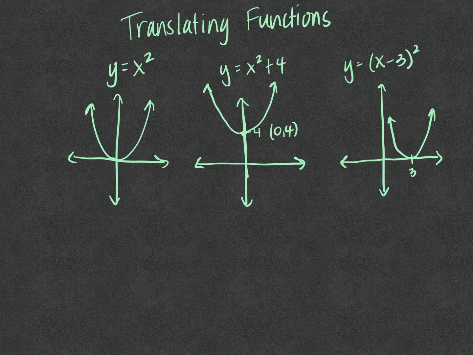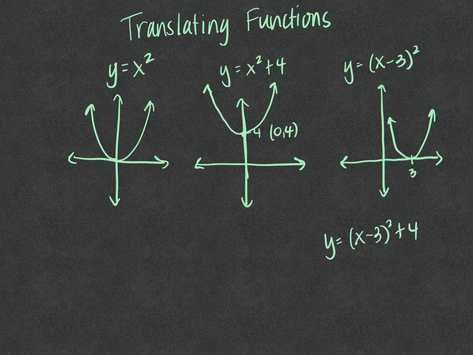And then if we put those two concepts together and say y equals x minus 3 squared plus 4, then it's going to shift 3 places to the right because of the minus 3, and up 4. And it's going to be this pretty parabola here with the vertex at 3, 4. Let me go back over here. This vertex is 3, 0.